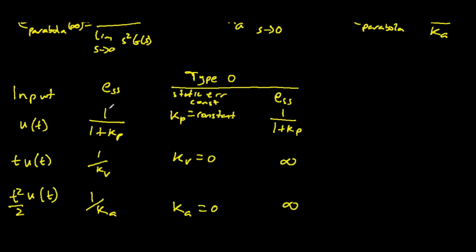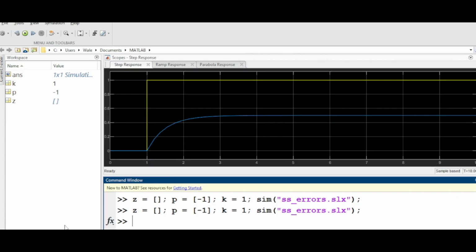For a type 0 system, we expect a constant steady state error, which will be 1 over 1 plus Kp, whatever Kp is. Kp we can find, but Kp will be a constant. It could be an actual number. So when we have that, we have a constant steady state error. We see that once the system's response has settled down, you have a constant steady state error. Here it is constant.